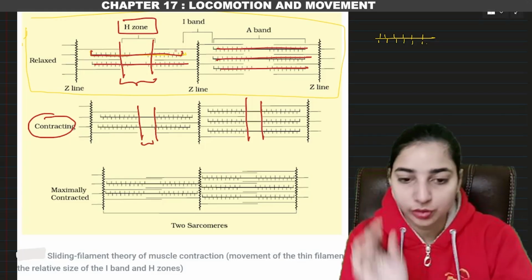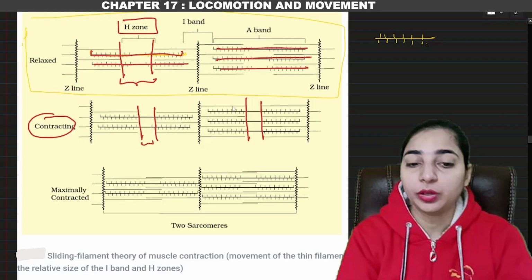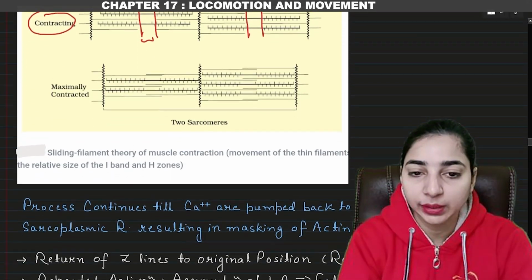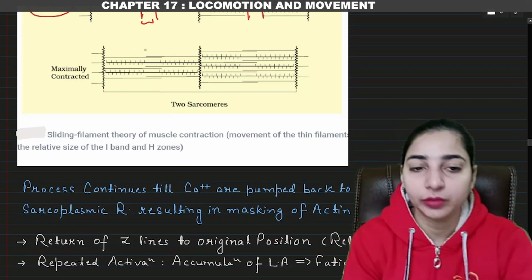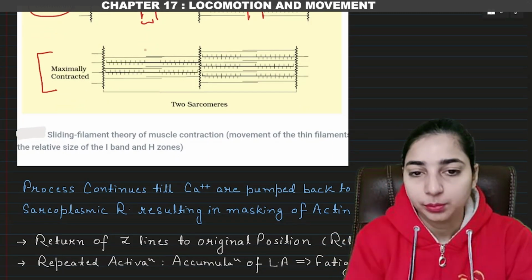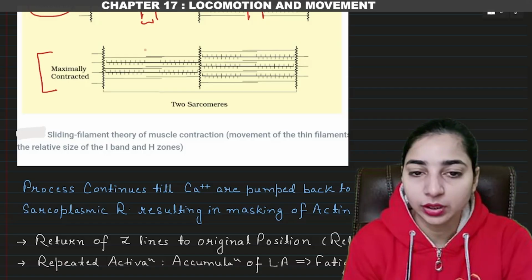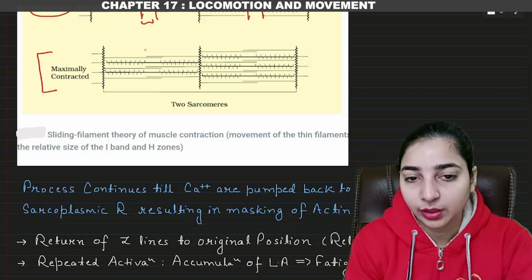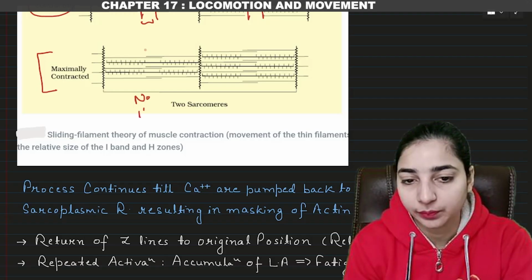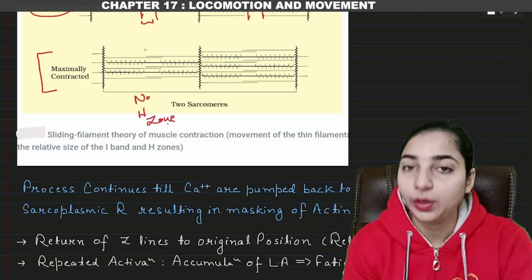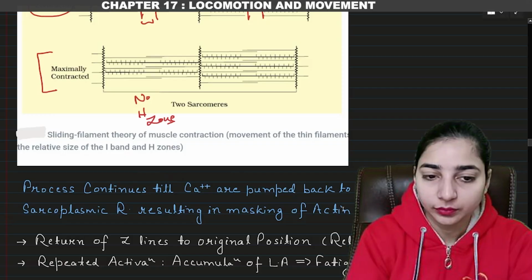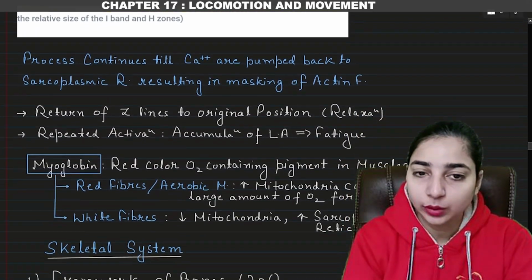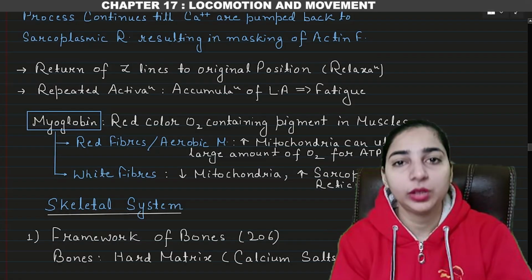Only this much. And when further contraction takes place, there will be no H zone left because the myosin filament will be completely overlapped. So this lowest part shows you the maximal contraction, when the myosin filaments are completely overlapped by the actin filaments and there is no H zone here. I hope you have understood this. And during relaxation, they will come back to their original position.